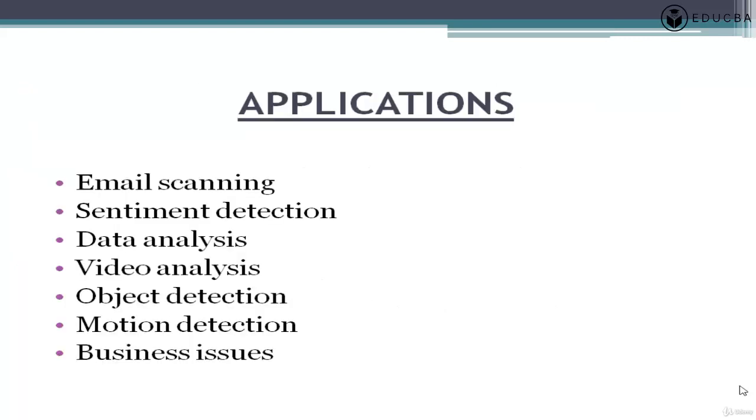So see, these are some applications of information extraction. What are these? Like email scanning, sentiment detection, data analysis, video analysis, object detection, motion detection, business issues. So we know very well that in these types of applications we are requiring information extraction. We are somehow doing this process. Like if we are detecting any object, then we are extracting some information from that object, and then we are giving some data, some information about that object. So this is the case of object detection. Similarly, there are different applications in which we are applying information extraction.